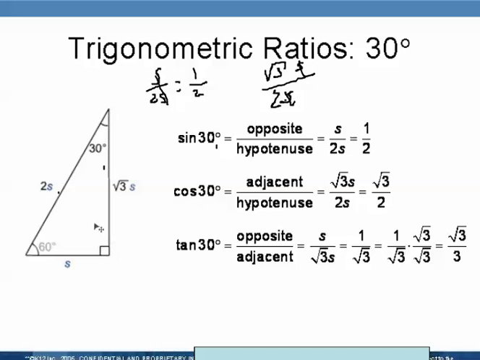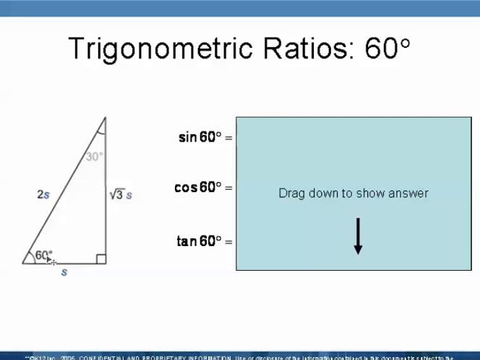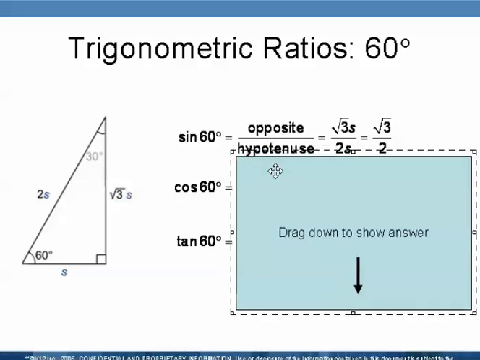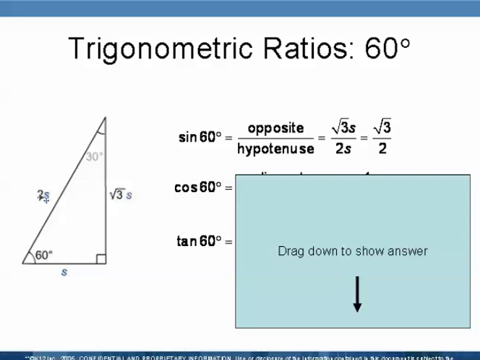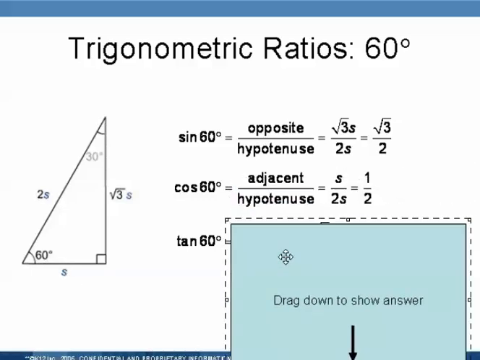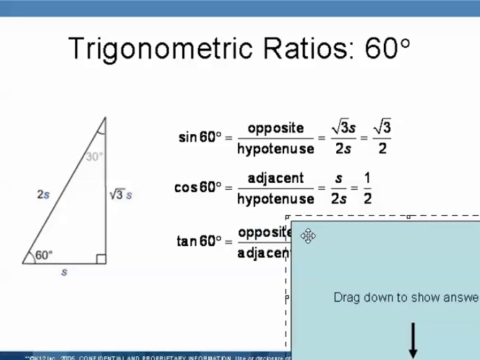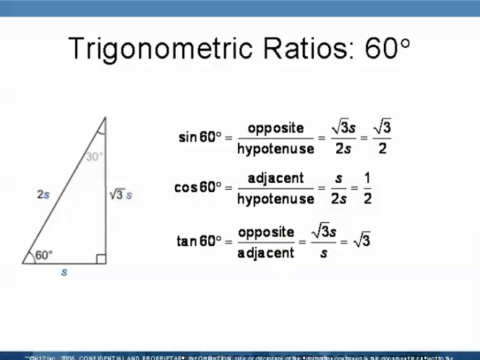Do you see how I could work through these just knowing those ratios? How about for a 60-degree angle? That's a slightly different one. My sine is going to be the square root of 3 s, this opposite side, divided by 2s. The s's are going to cancel each other out, and I'll have the square root of 3 over 2. Okay? The cosine, adjacent side divided by 2s, s divided by 2s, that's 1/2. Tangent, same sort of thing. I'm going to take the opposite divided by the adjacent, square root of 3 s divided by s, and it's going to give me the square root of 3.